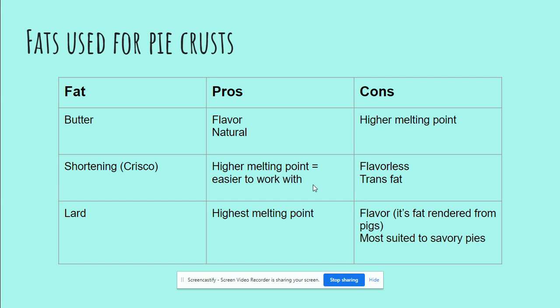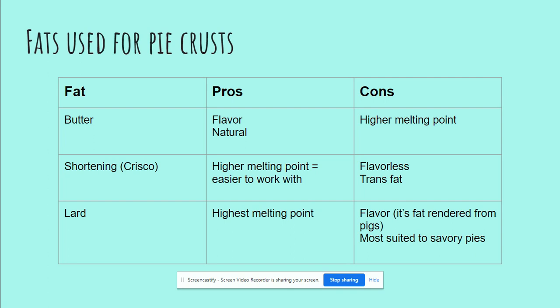Shortening is good because it has a higher melting point, which makes it easier to work with. So you don't have to be as careful with it as the butter. However, it has no flavor unless you get the butter flavored Crisco, and it also has trans fat, which is not good. Lard is the best because it has the highest melting point.